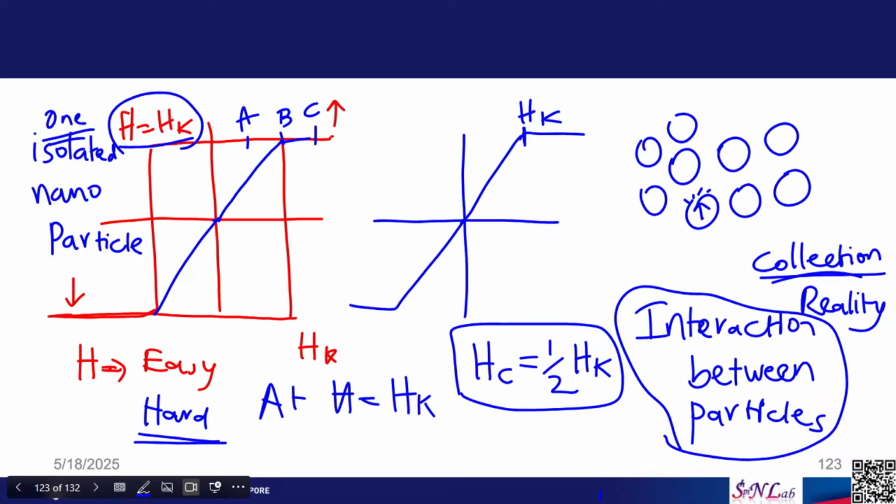If you have only one particle, that particle is supposed to reverse only at this field, H equal to H_k. But when you have many particles, some particles reverse earlier, some particles reverse later. So, you can say half of the particles reverse at around this field. If I use another color to show how a group of particles may behave, it is something like this. Some particles reverse earlier, here some particles have reversed, here half of them have reversed, and at this field, the saturating field, all of them have reversed. This is a more realistic picture.